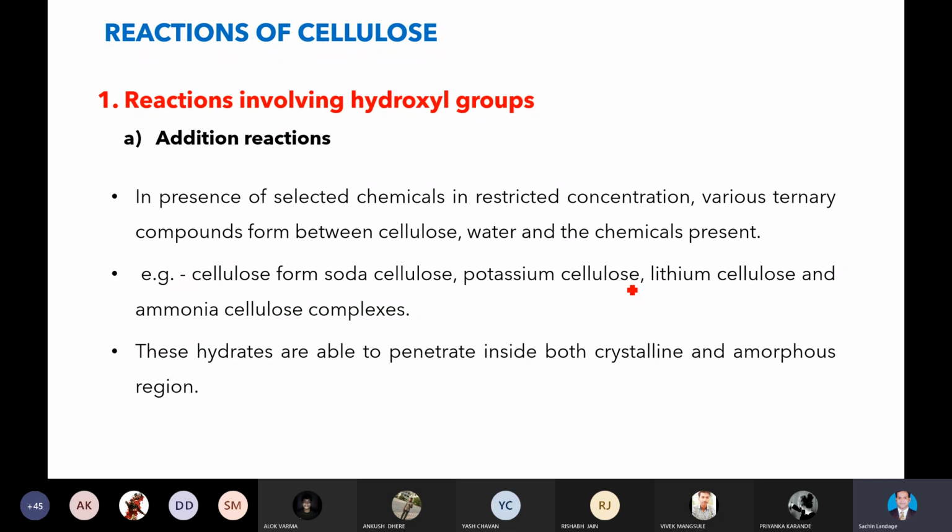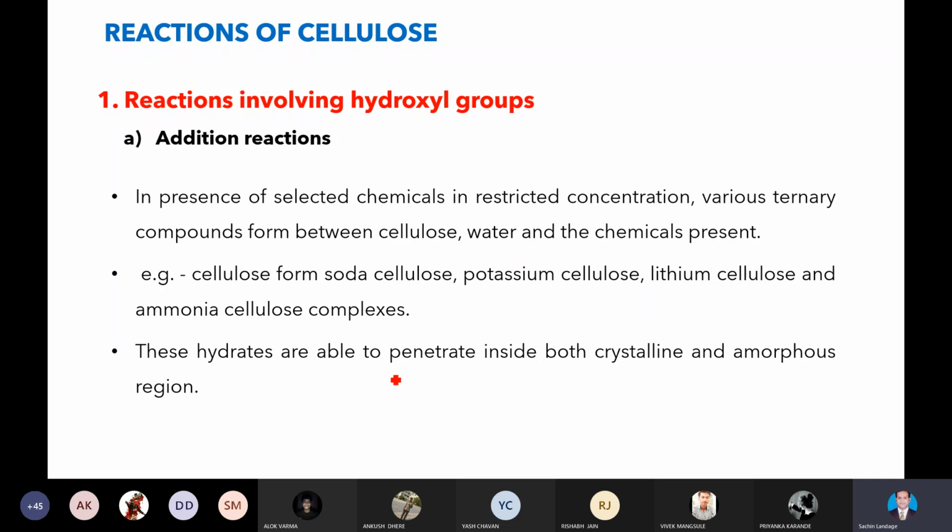Ammonium cellulose complexes over there. Whatever the ammonia, we know it has NH3, so it will react everywhere, and we can have the ammonia cellulose complexes over there. So where will these reactions particularly take place? I will use the term in our processing stages, these reactions are possible. That point I will tell you now.